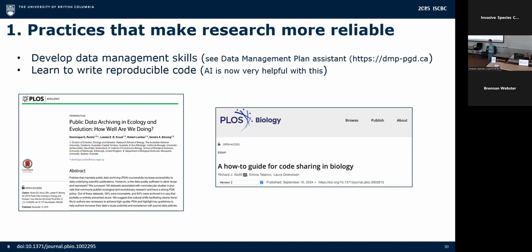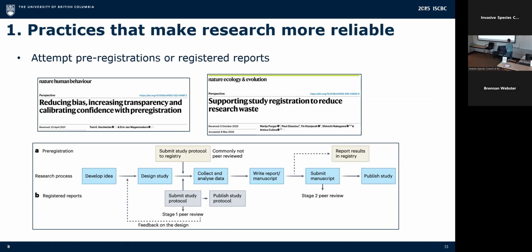Data archiving. So even if you're not doing everything great in your study design or in your statistical analyses and your reporting, if you make your data open, it means that meta-scientists or meta-researchers can do meta-analyses down the road using your data. So that's important.